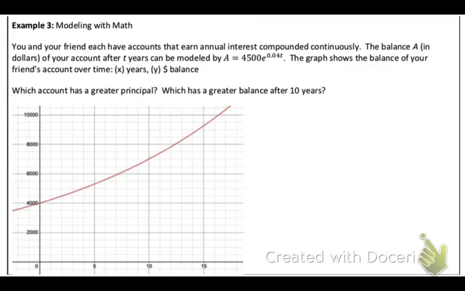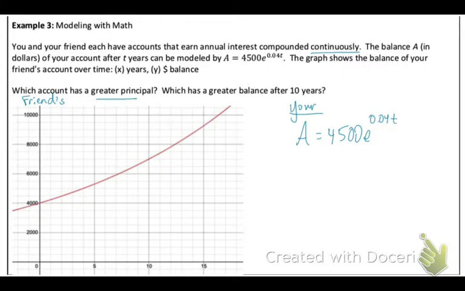You and your friend each have accounts that earn annual interest compounded continuously. So the balance, A in dollars, of your account over so many years, t, can be modeled by that equation. The graph shows the balance of your friend's account. So let's just label, we have our friend's account there, and yours is this formula. So we're just going to compare things from your formula and your friend's graph.